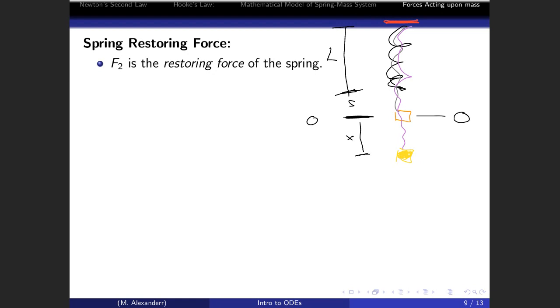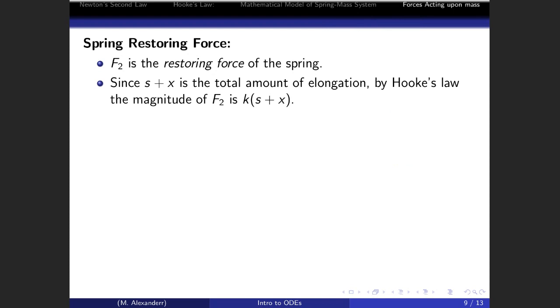Okay. So how much have I stretched the original black spring? So I have stretched that by an amount of S plus x. Okay. So now this is where Hooke's law comes in. And so the amount S plus x is what we have stretched the original black spring. And so by Hooke's law, we know that the magnitude is going to be k(S + x).